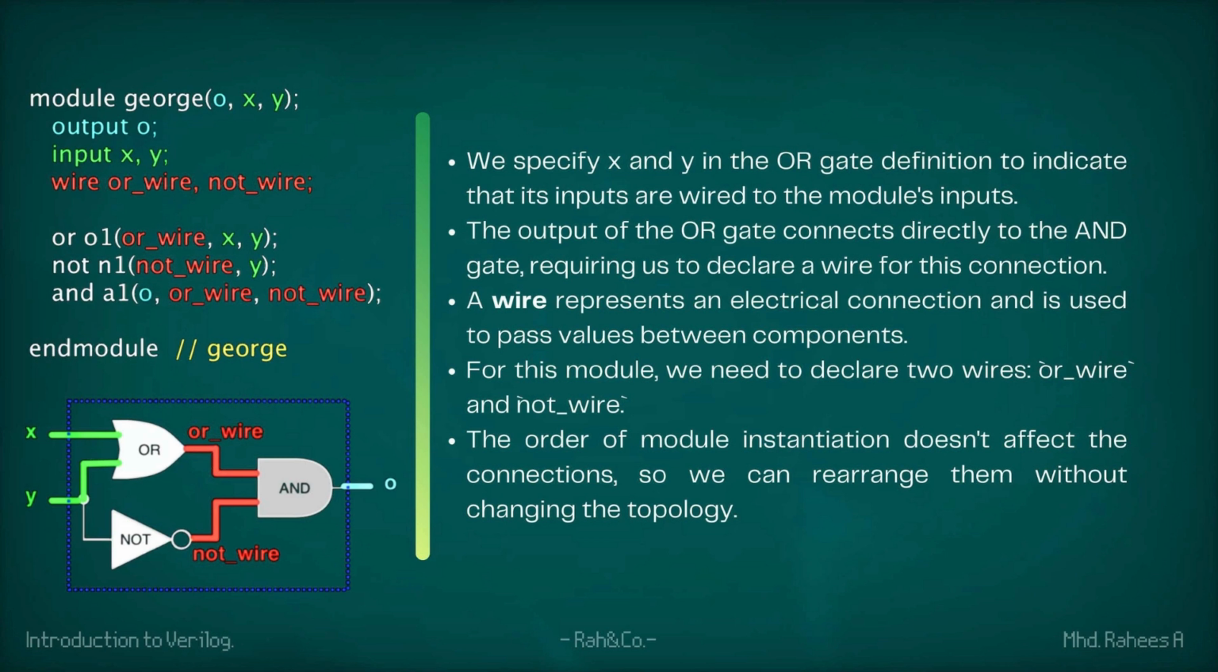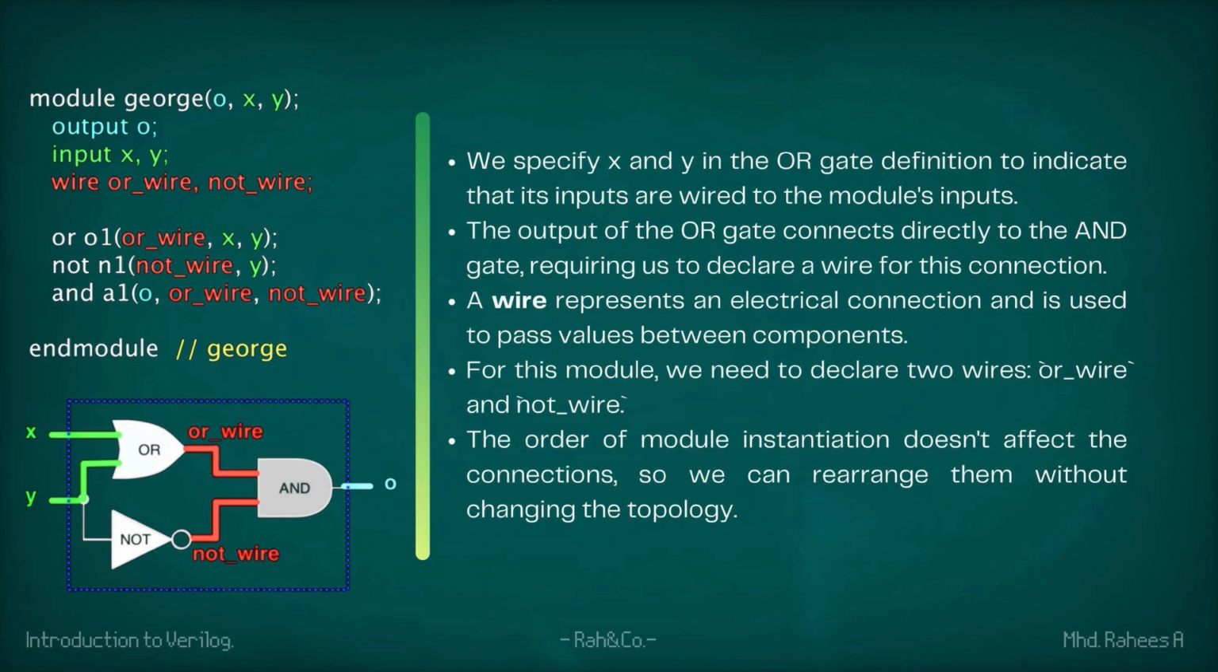Coming back, after we instantiate the OR gate in our module, we see that its input connects to the input ports of the module, X and Y. We write X and Y in the input for the definition of the OR gate, indicating that the OR gate inputs are connected by wires to our module inputs. But the OR gate output connects directly to the AND gate.